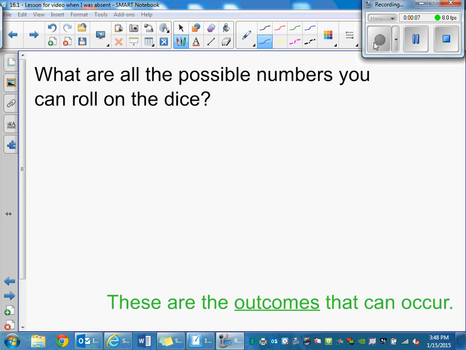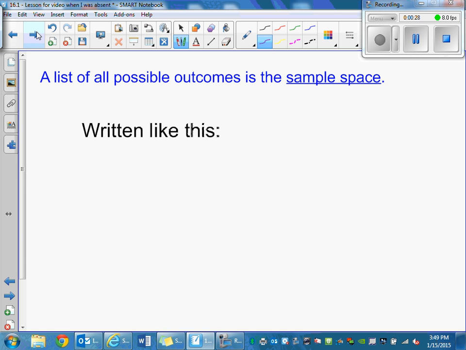So my first question for you is, what are all the possible numbers you can roll on a dice? Well, if it's a six-sided dice, we have a 1, a 2, a 3, 4, 5, 6. So these are called the outcomes that can occur. The possible numbers that we could roll on the dice are called the outcomes.